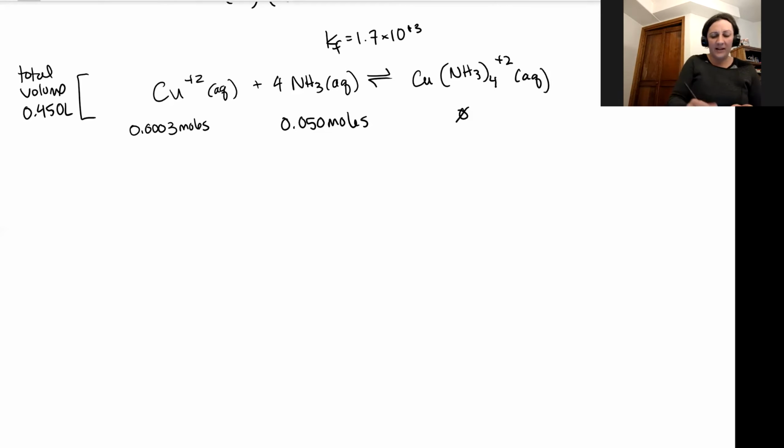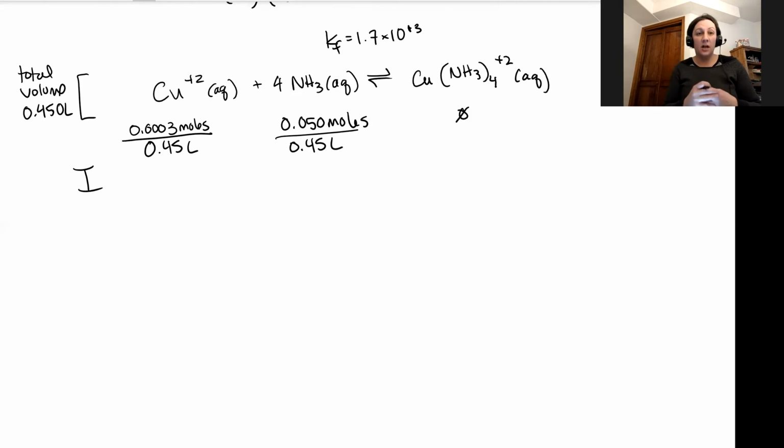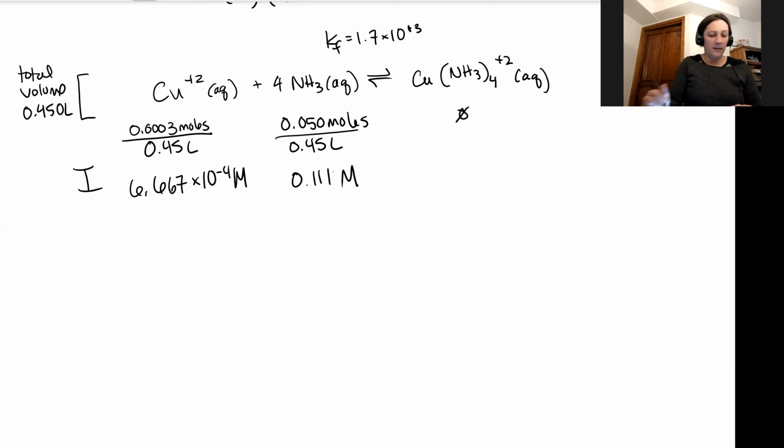So initially, we actually really need concentration. So I have the moles that we calculated before in our problem, the 0.0003 of copper and the 0.05 moles of ammonium. Now, we knew the total volume was 0.45 liters, so I'm going to divide both of these by that 0.45 liters and get the initial concentration for the reaction. When I calculate that for copper, I'm going to end up with an initial concentration of 0.667 times 10 to the negative fourth molar. I'm going to get a concentration of 0.11 molar for the ammonium and 0 for the complex ion.